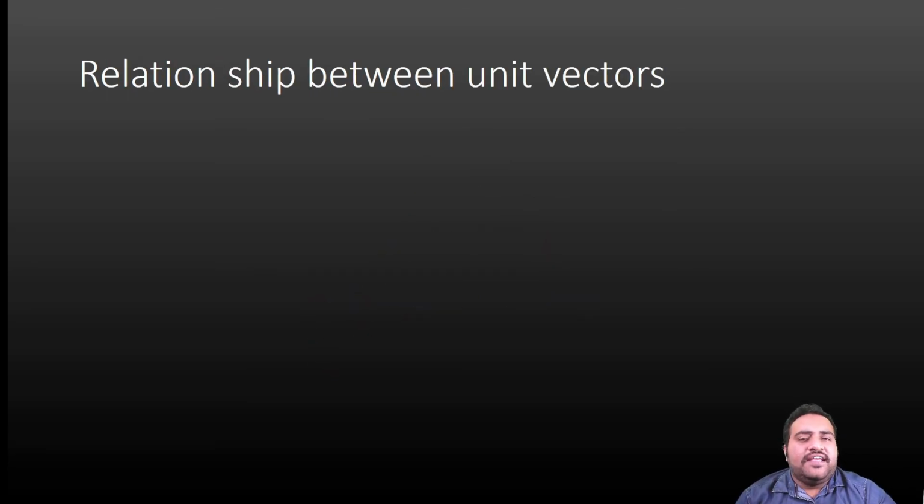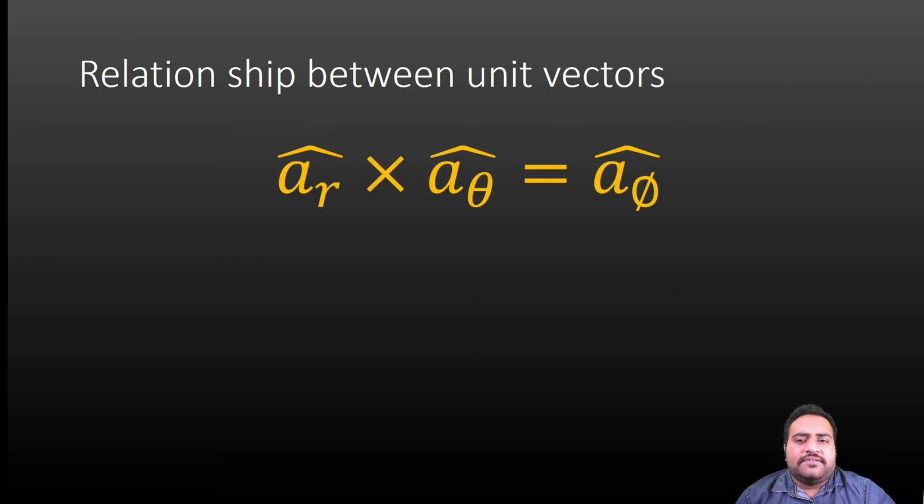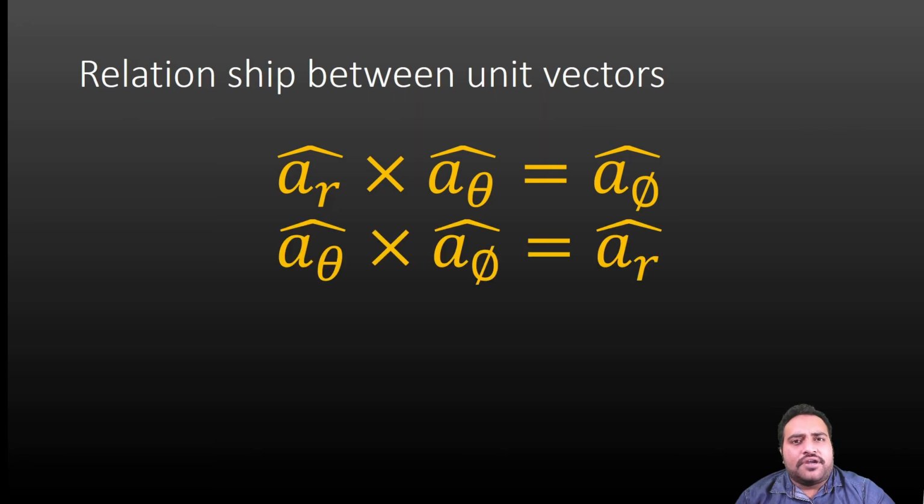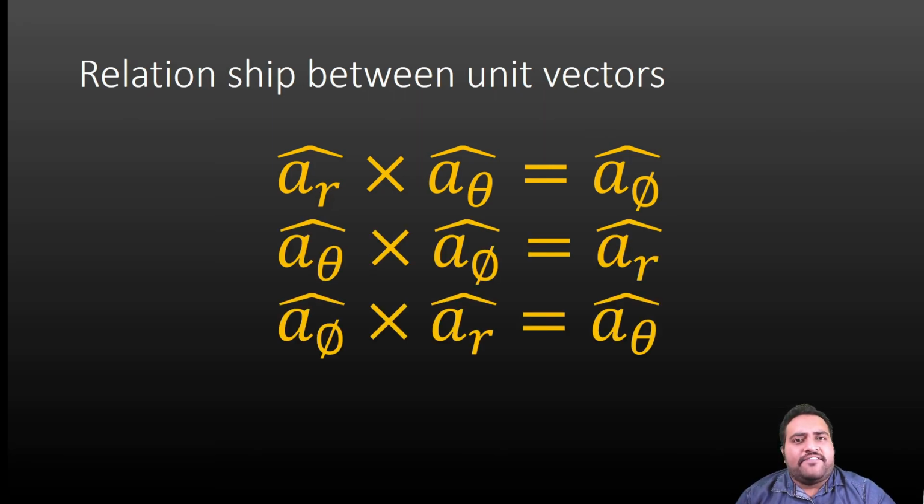Now you would be needing the relationship between these vectors to determine the differential area elements. ar cross a theta equals a phi is the first expression. By right rotation, you can get a theta cross a phi equals ar. Similarly, a phi cross ar equals a theta. Using that, please determine the differential area elements.